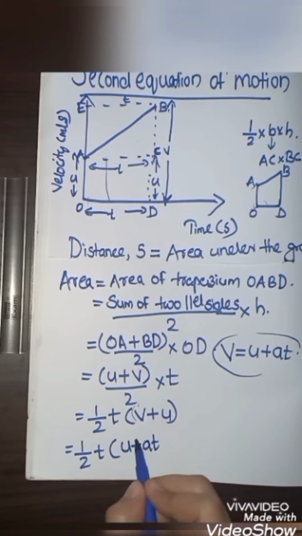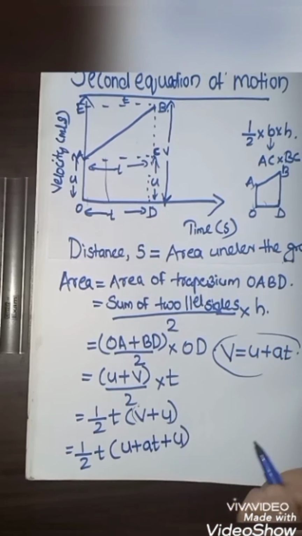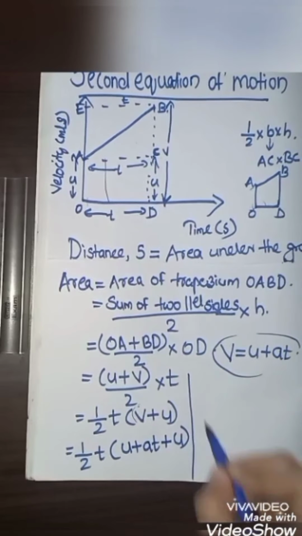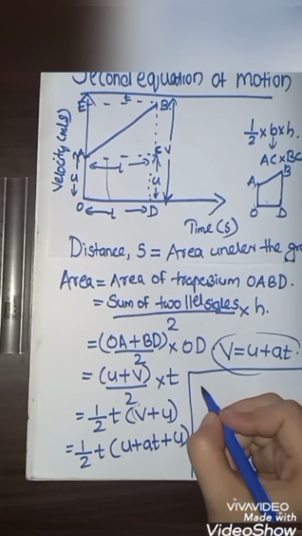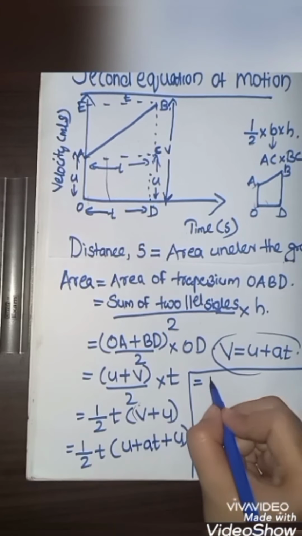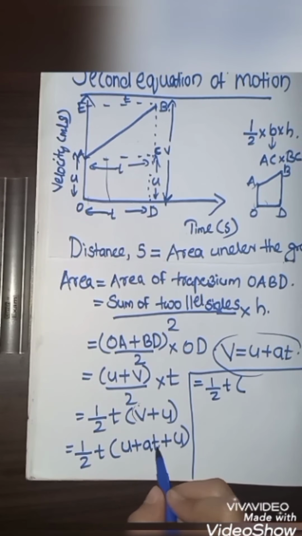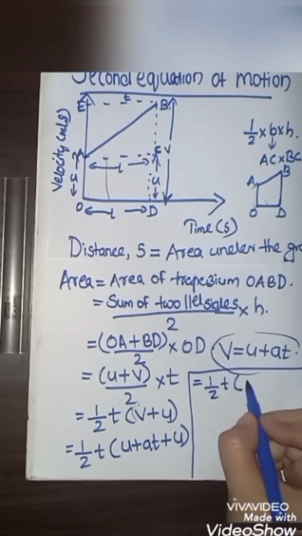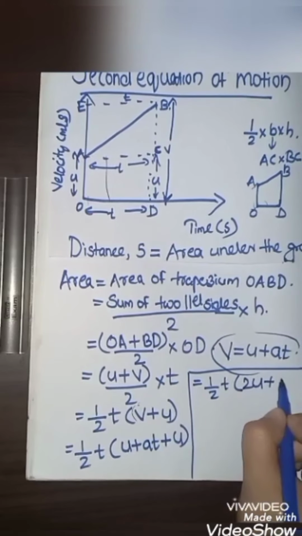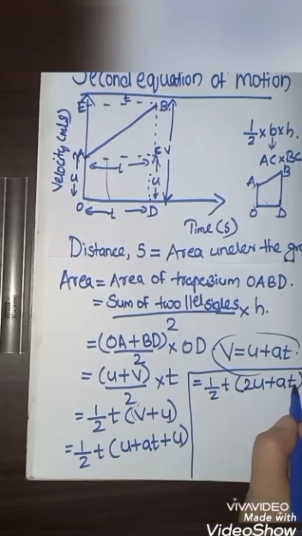In the place of V, U plus AT, plus U. Then we will get area is equal to half into T into (U plus AT plus U). U plus U is 2U plus AT. Okay, it is 2U plus AT.